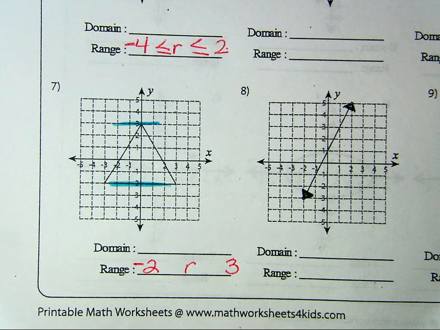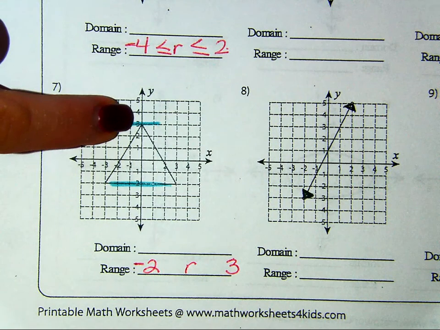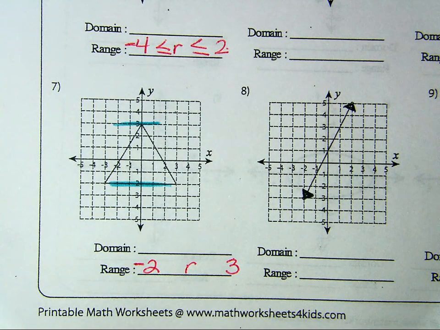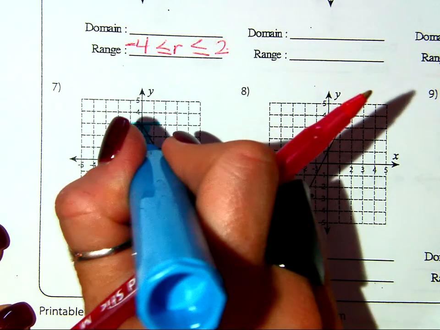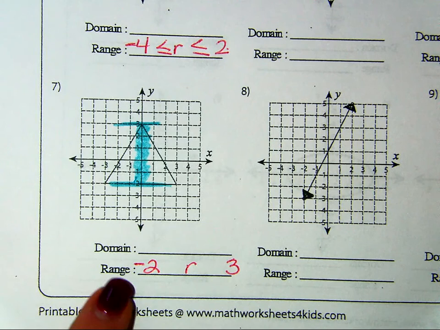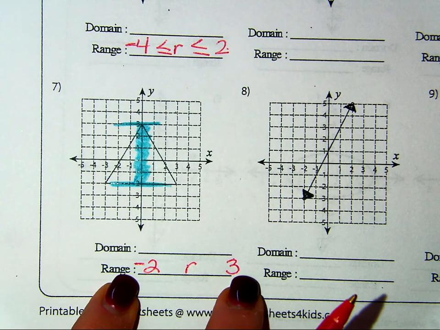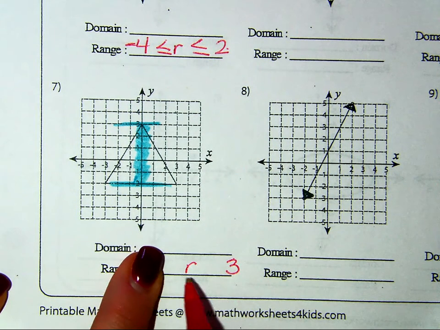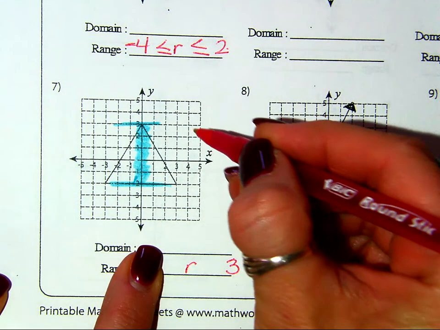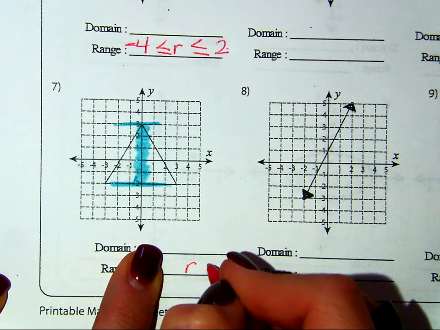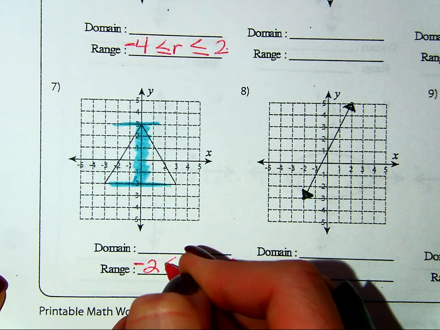How high can it go? Up to 3. How low can it go? Down to negative 2. So put negative 2 on the left because that's where it's at on the number line. And then compared to 3, it's all less than or equal to 3 and greater than or equal to negative 2. Are we good on those? Okay, let's look at number 3.